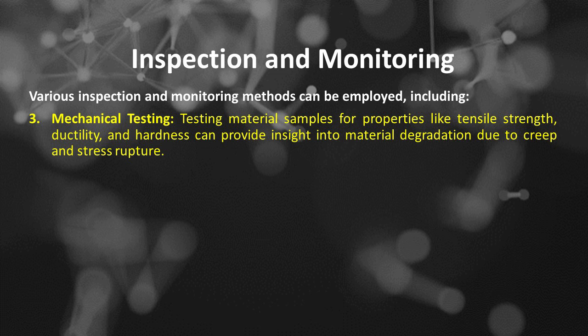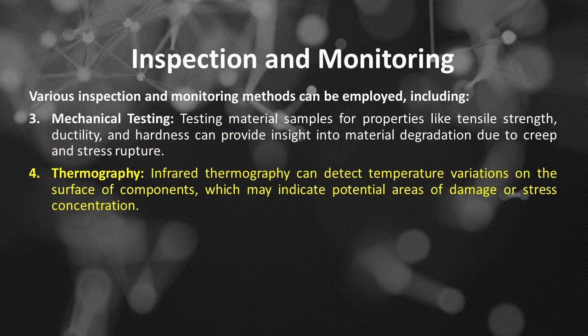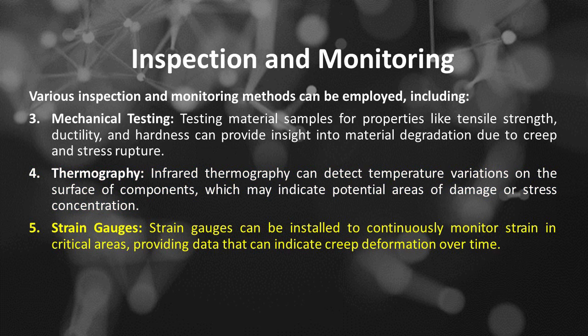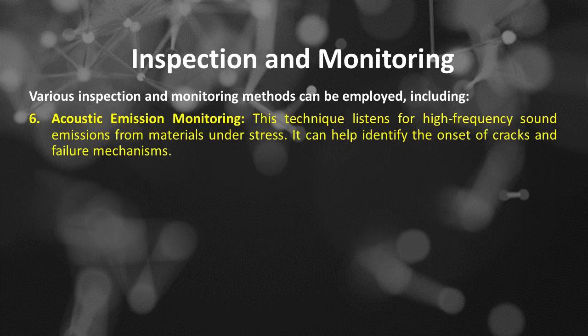Testing material samples for properties like tensile strength, ductility, and hardness can provide insight into material degradation due to creep and stress rupture. Thermography can detect temperature variations on the surface of components, which may indicate potential areas of damage or stress concentration. Number 5 is strain gauges. Strain gauges can be installed to continuously monitor strain in critical areas, providing data that can indicate creep deformation over time. Number 6 is acoustic emission monitoring.